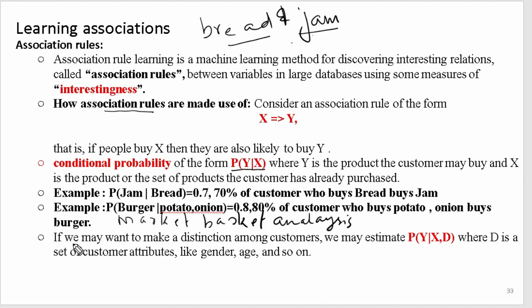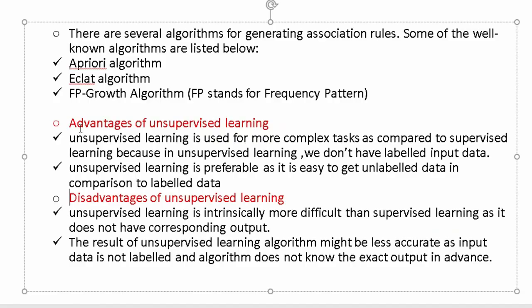If we want to make a distinction among the customers, we can estimate P(Y | X, D). D means a customer attribute. It can be the gender, age, and so on. So the most common association rule algorithms are the Apriori algorithm, Eclat algorithm, and FP-growth algorithm. FP stands for frequent pattern.